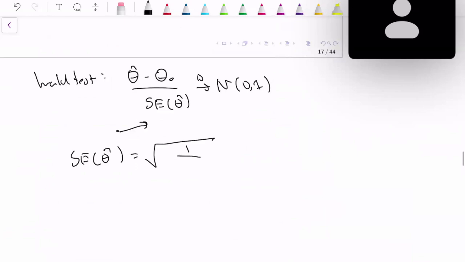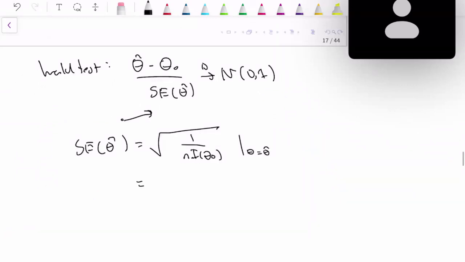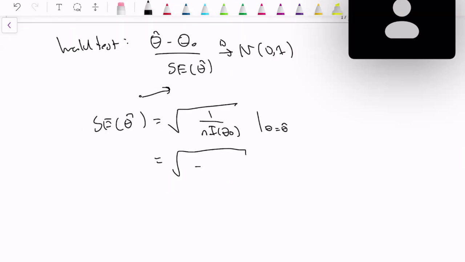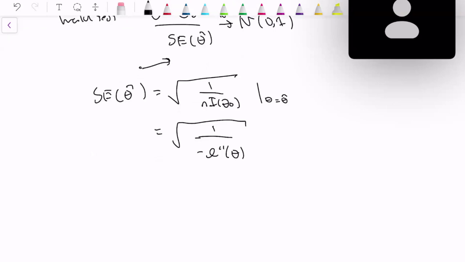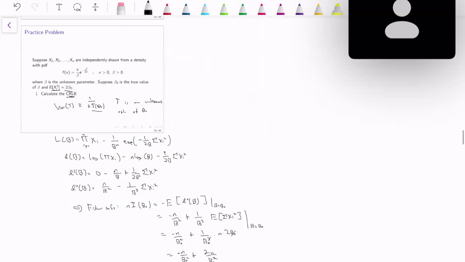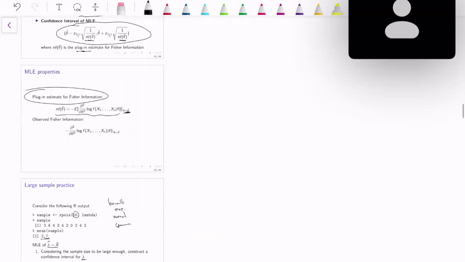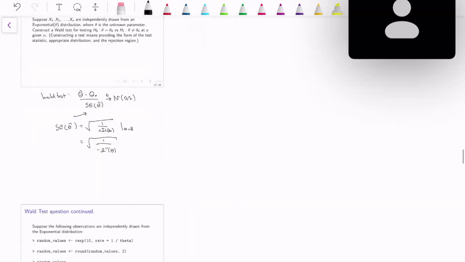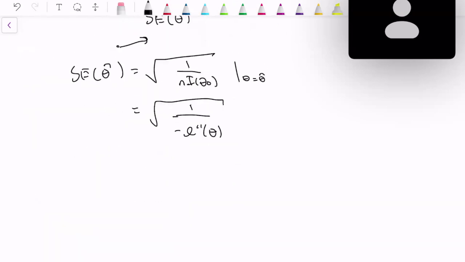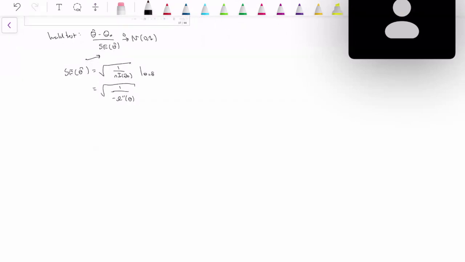So the square root of 1 over nI(theta naught). And what this basically is, is 1 over the negative second derivative. So not the plug-in Fisher information, but the observed Fisher information. So we're going to have to rederive the likelihood again from scratch.